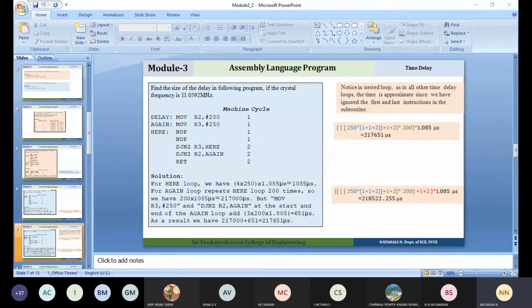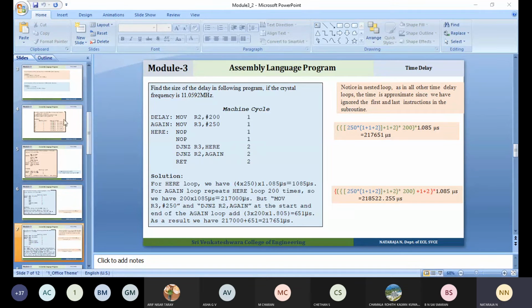Understanding everyone clearly? First, decrement jump if not equal to R3. Once R3 reaches 0, then again it will go for the next count of R2. R2 will be compared with 200. 200 times it will rotate. Loop inside a loop, we can call it a nested loop. After that it will go again and take this value.